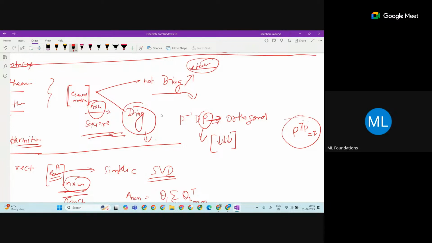Your matrix is orthogonally diagonalizable. If your matrix P is not an orthogonal matrix, then you can simply call it diagonalizable. That's all. I hope all of you are able to understand the difference between diagonalizable and orthogonally diagonalizable. It is only related to this P matrix.